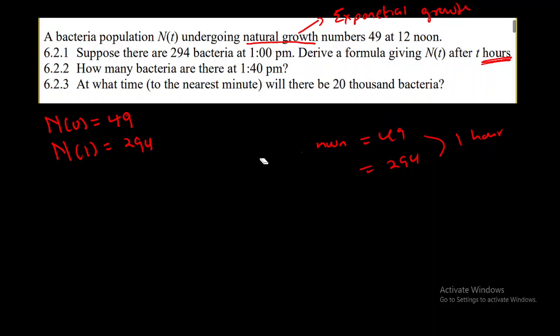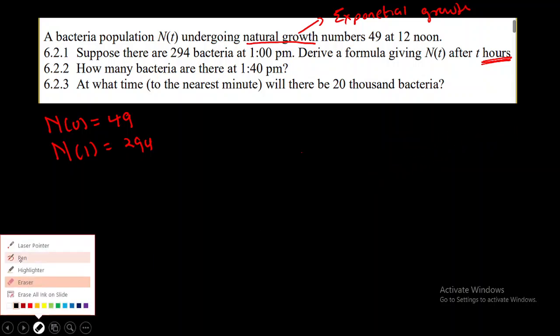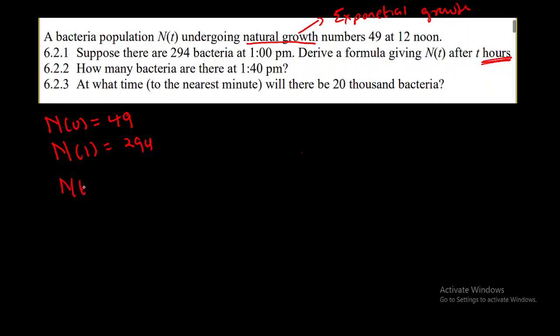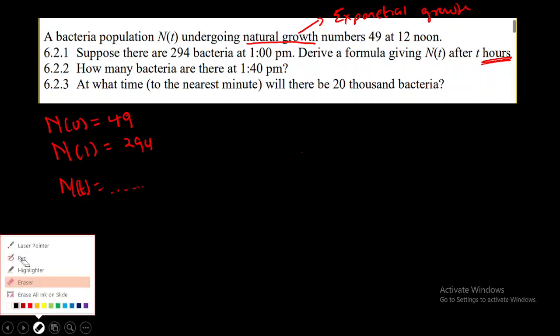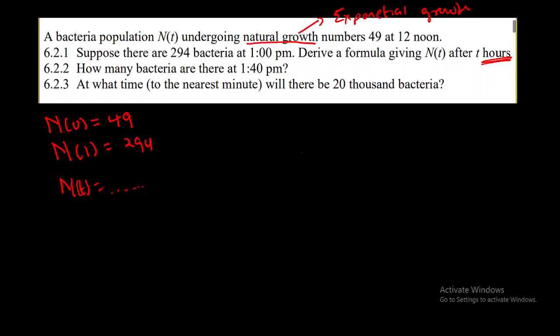So we are required to derive a formula, meaning we must write N of T is equal to something. We are required to write N of T is equal to something after T hours.